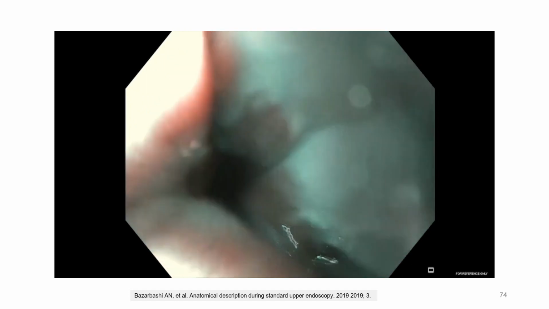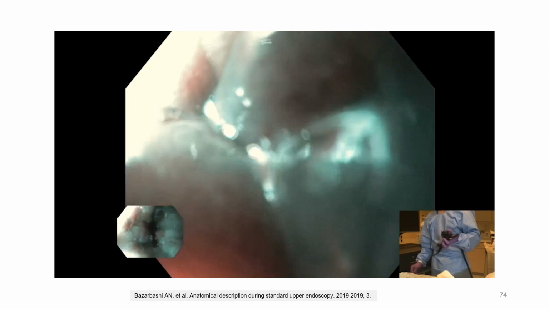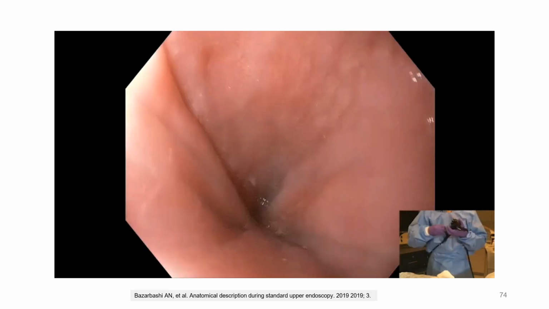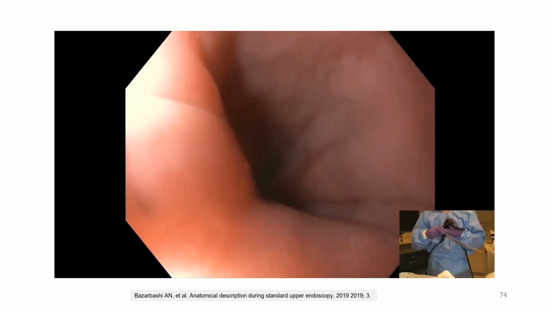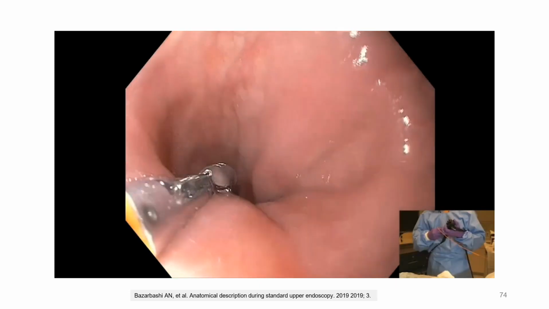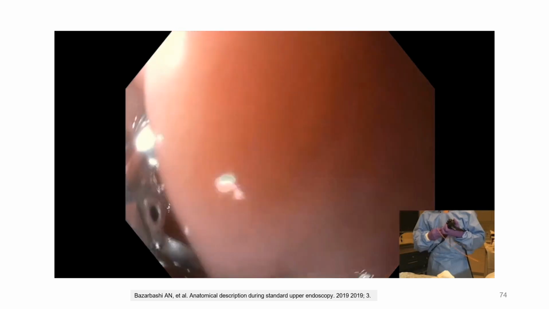Upon withdrawal into the esophagus, the gastroesophageal junction, found approximately 40 centimeters from the incisors, should be examined. Narrowband imaging can again be used for further evaluation of the esophageal mucosa. This can be especially useful for cases of suspected or established Barrett's esophagus. If esophageal biopsies are indicated, the biopsy forceps should again pass through the working channel of the endoscope.